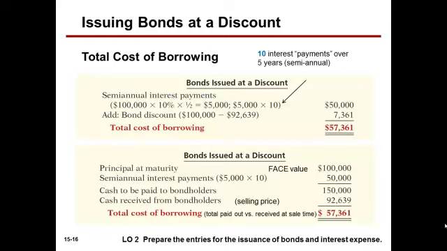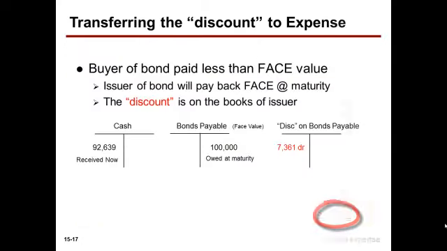The issuing corporation over the life of the bonds will pay out $150,000, but they received $92,639 at time of sale. The difference is the total cost, $57,361. Let's examine how we transfer the discount to expense, the debit discount on bonds payable into interest expense.